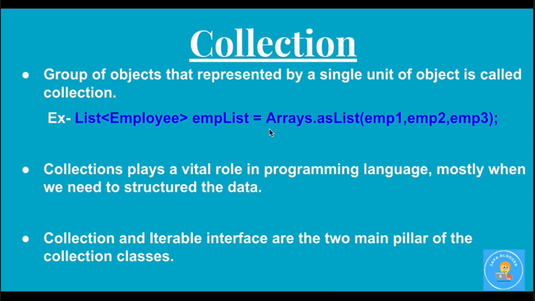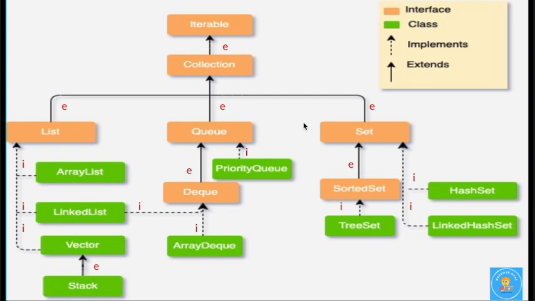Collection and iterable interfaces are the umbrella of the collection classes, or we can say the two main pillars of the collection classes. Collection hierarchy: here we can see iterable and collection are the two main pillars. All the collection classes and collection interfaces belong to the java.util package, and here we can see list, queue, set. All these three interfaces extend the collection interface, and collection internally extends the iterable interface.